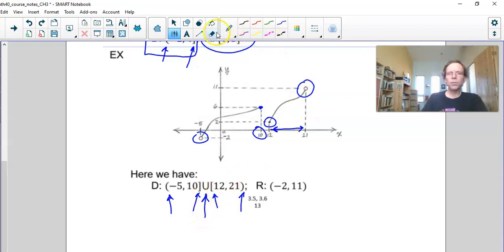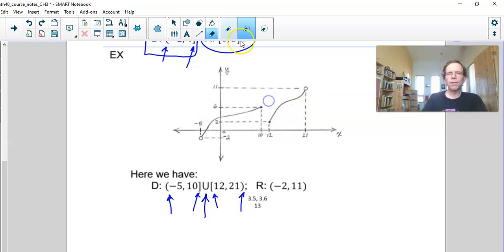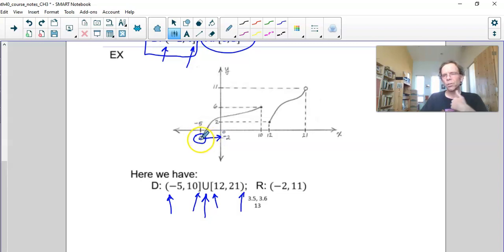What's the range we see here? What's the smallest y value in the graph? Well, there's this open circle, and that's at -2, but just above the open circle, of course, points would start on the graph. So the range starts at -2 and goes up. And it doesn't stop until we get to 11. And it doesn't include 11 because of the open circle up there.